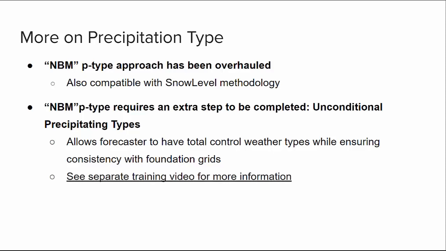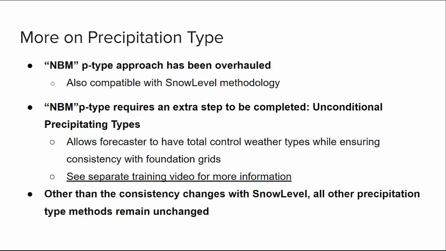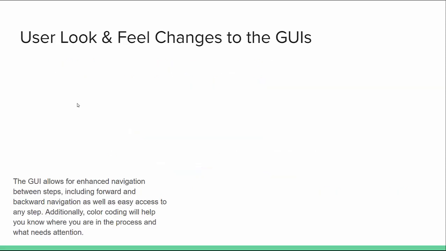We've given a whole training video module devoted to the MBM precipitation type approach, so please view that for more information. Other than the consistency changes with snow level, all the other precipitation type methods remain unchanged, that being top-down and Burgoyne. So let's talk about the user look and feel changes to the GUIs.